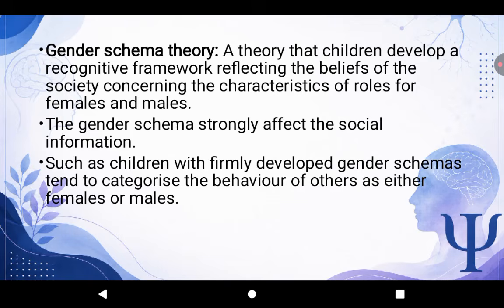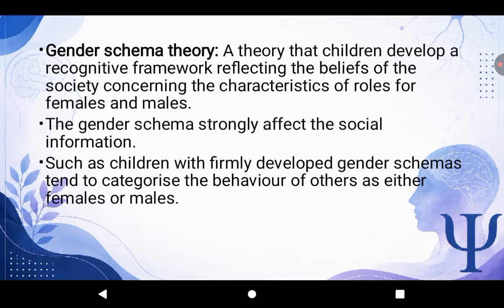All right, now let's look at gender scheme theory. When you're talking about gender scheme theory, these are just theories where you get to understand that a child is able to develop a certain cognitive framework reflecting the beliefs of a certain society and characteristics of roles for females and males. So gender scheme theories are able to stipulate the cognitive framework, or rather the rules or the values of a particular society concerning the roles of male and female.